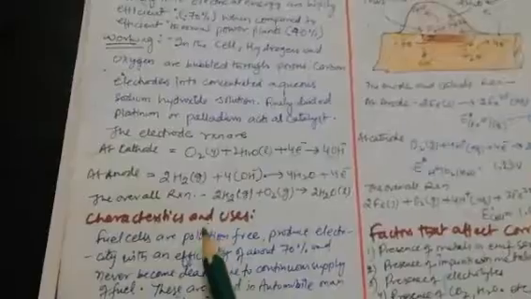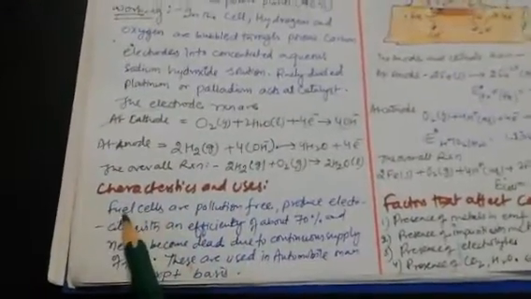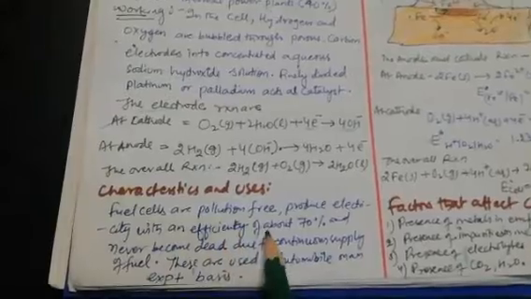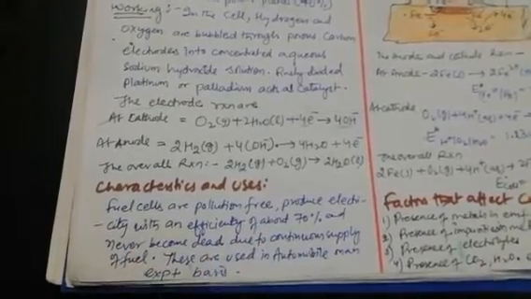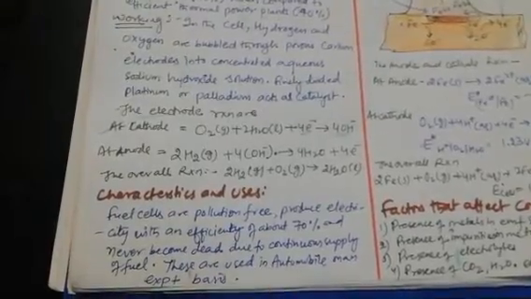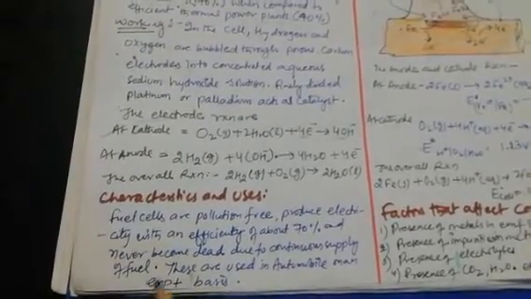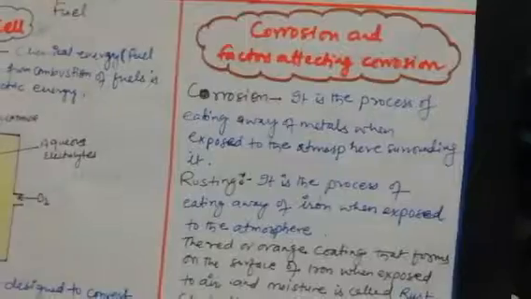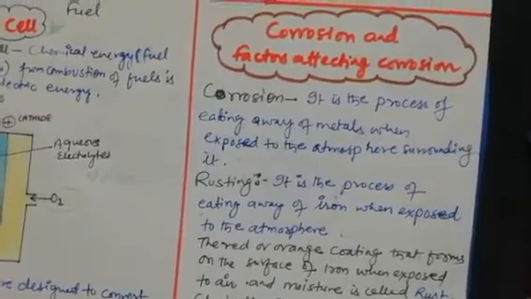Now the characteristics and uses. Fuel cells are pollution free, and they produce electricity with an efficiency of about 70% and never become dead due to the continuous supply of fuel. These are also used in automobiles on an experimental basis, but nowadays they are used in Apollo rockets. This was the last topic of cells, that is the fuel cell.